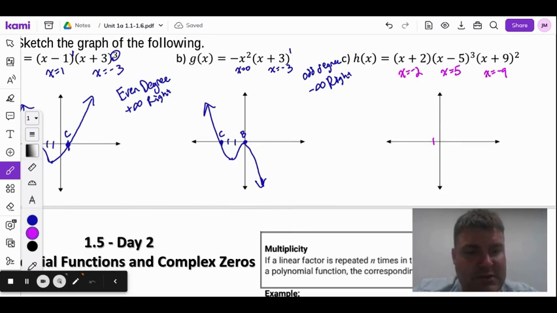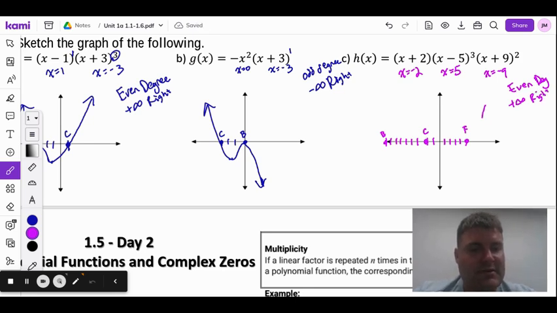So -2, 1, 2. It's a cut. 5, 1, 2, 3, 4, 5. It's going to be a flatten. And then -9, 1, 2, 3, 4, 5, 6, 7, 8, 9. Close enough, right? And that's going to be a bounce. We are even degree. 2 plus 3 plus 1 is 6, which is even. So our right end behavior is going to be positive. Nothing tricky here.